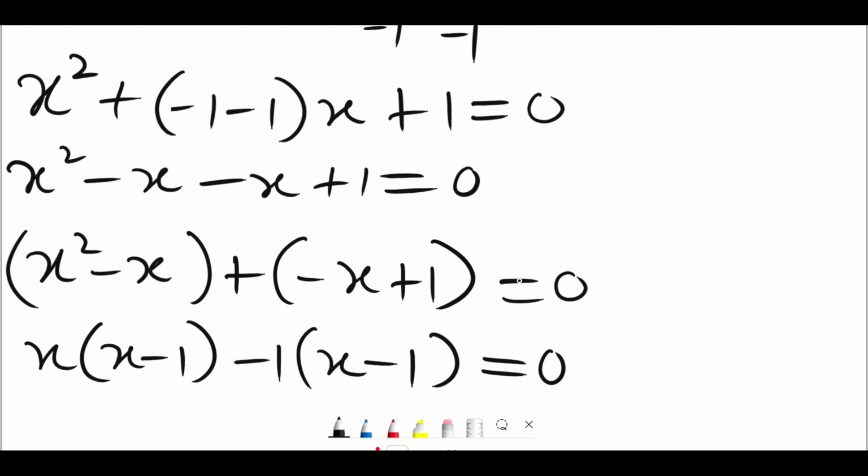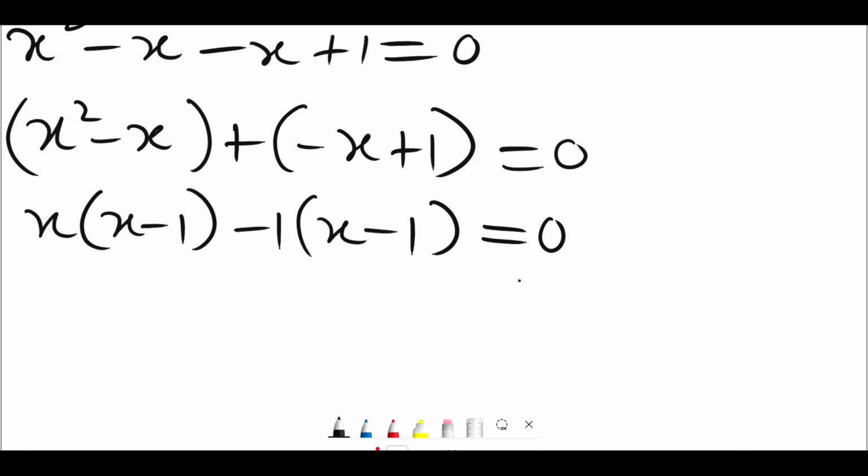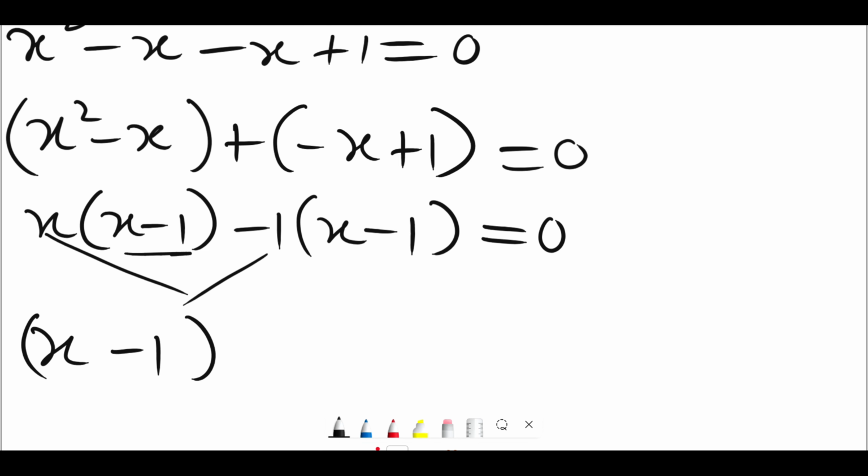Then all equal to 0. Now we need to reverse what we have here. So we are reversing what we have here to get it as a binomial multiplying another binomial. So we are going to put the factors outside in one bracket. So we have x minus 1 in one bracket, then repeat one of the equal bracket, then multiply x minus 1, all equal to 0.